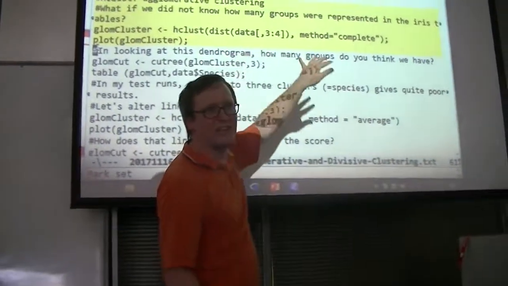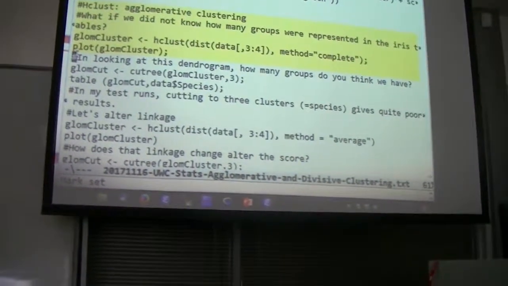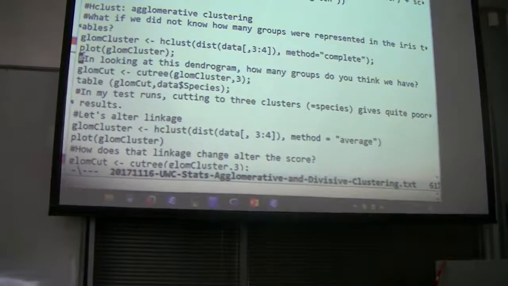So I realize there's a lot to that line. I probably would have split that up if I'd spent some time thinking about it. So then we can plot the cluster that comes out of it.